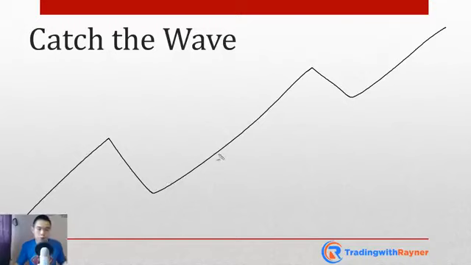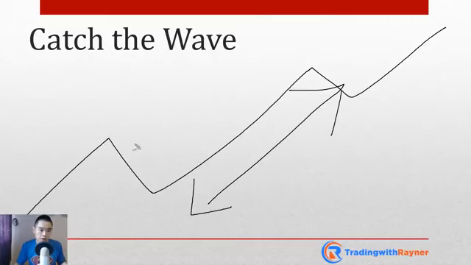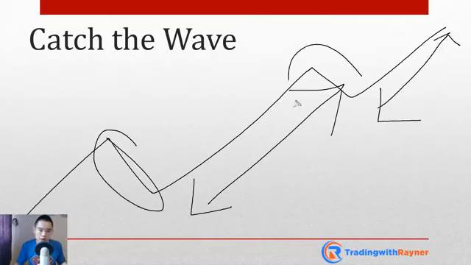So you can see that the moves that are in line with the trend are usually stronger. This portion is stronger than this counter trend move. This portion over here is stronger than this counter trend move. So you usually want to trade with the move that is in line with the trend. I call this the trending move.